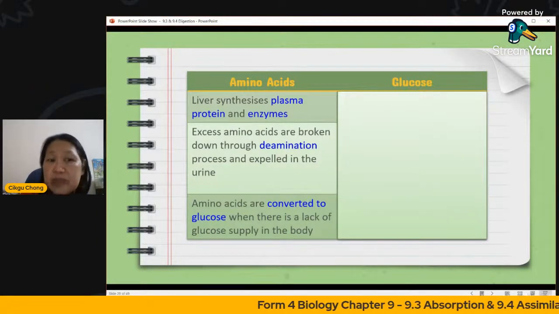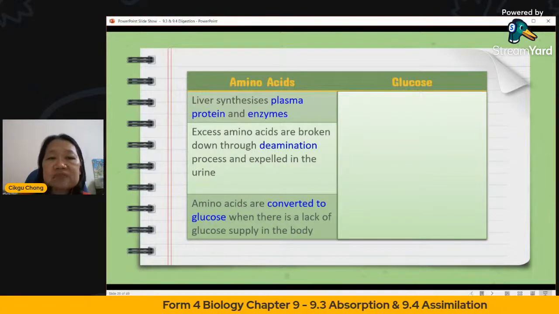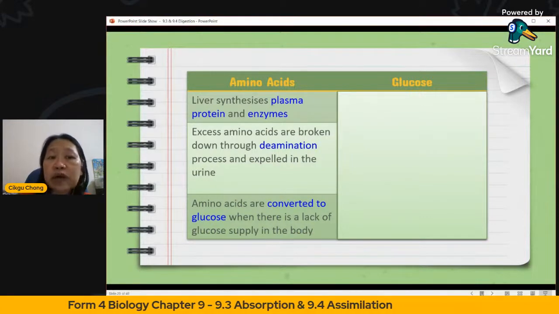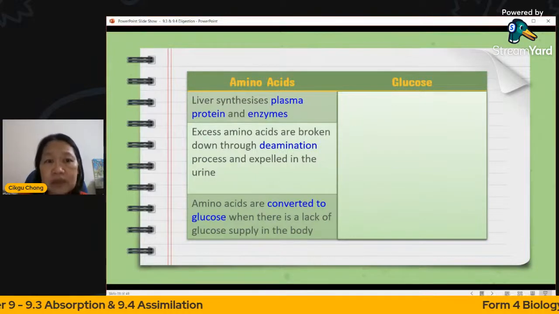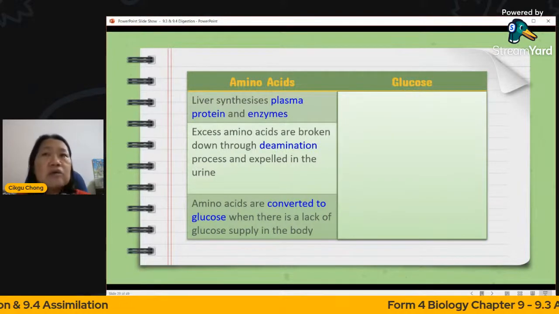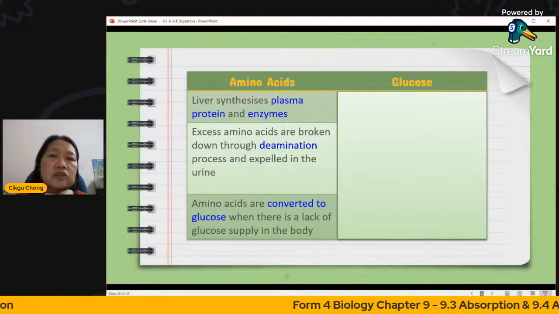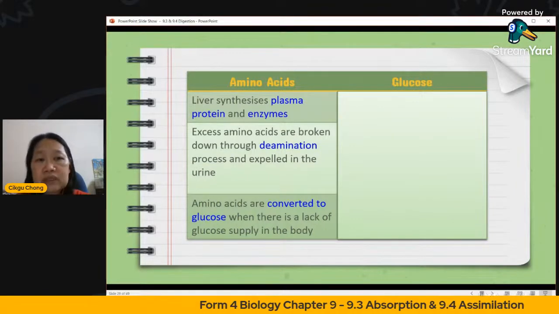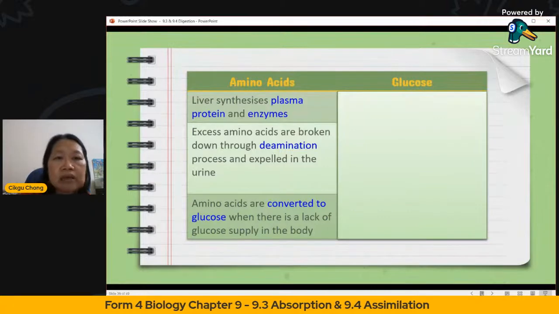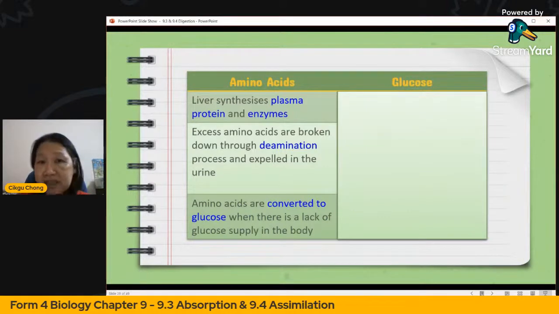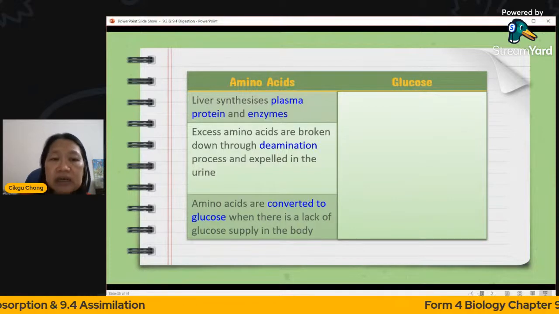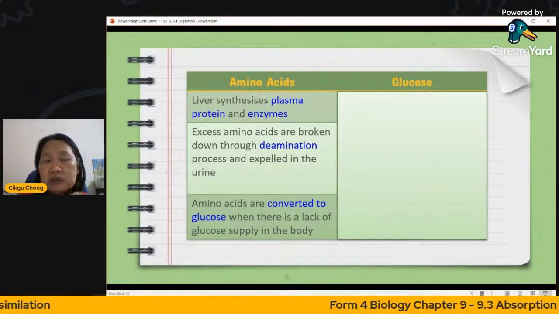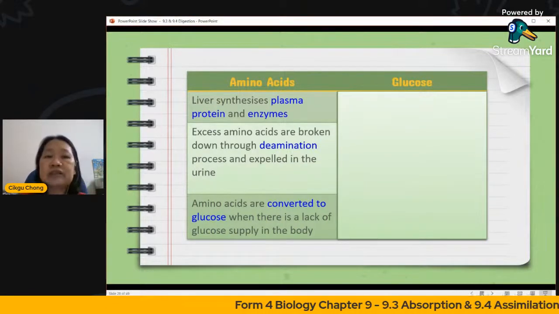Amino acid, what happens to amino acid? The liver synthesizes plasma protein and also enzymes from the amino acid that is absorbed. It makes plasma protein like globulin, and also fibrinogen, albumin. These are plasma proteins. Then, if there's excess amino acid, it is broken down through the process called deamination, and it's expelled in the urine. So the urea is in the urine.